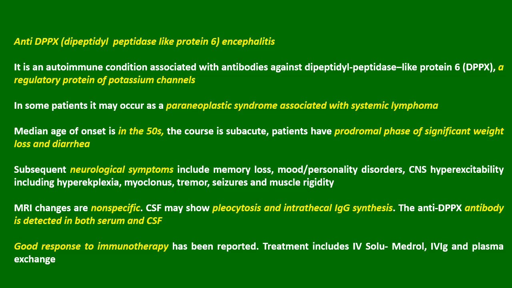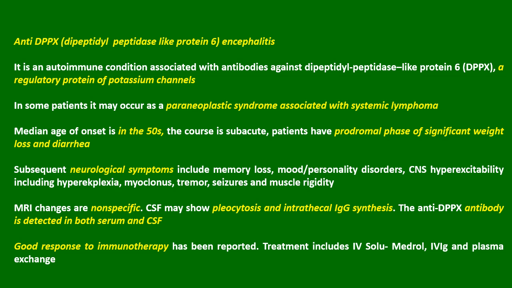Anti-DPPX encephalitis. It is an autoimmune condition associated with antibodies against DPPX, a regulatory protein of potassium channels. In some patients, it may occur as a paraneoplastic syndrome associated with systemic lymphoma. Median age of onset is in the 50s. The course is subacute and patients have a prodromal phase of significant weight loss and diarrhea.